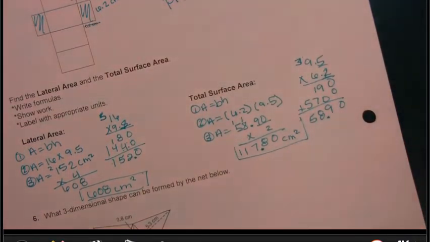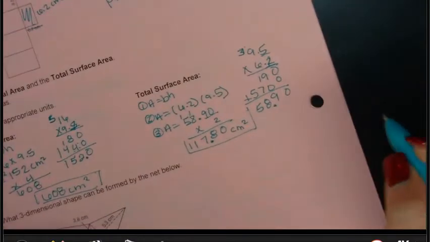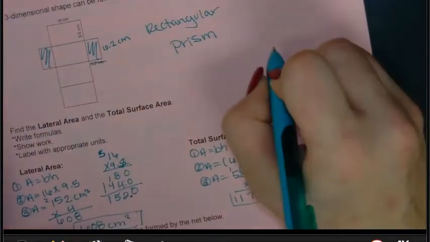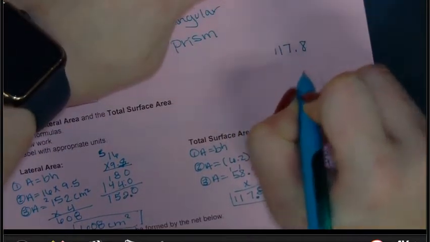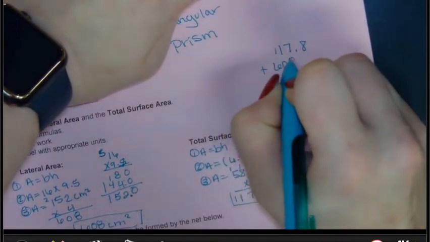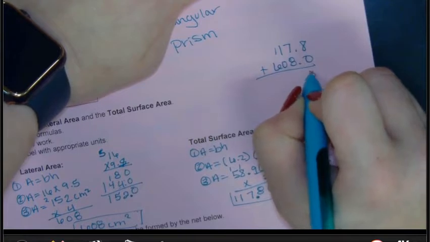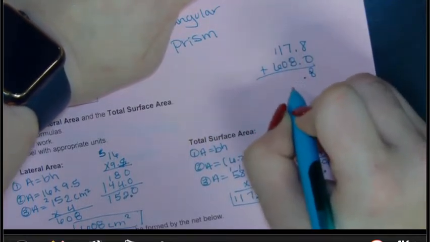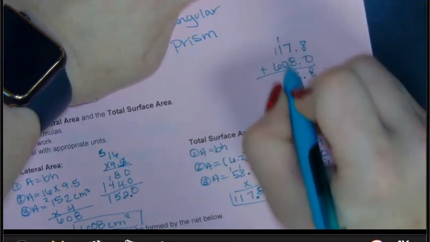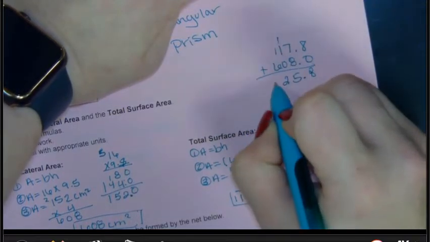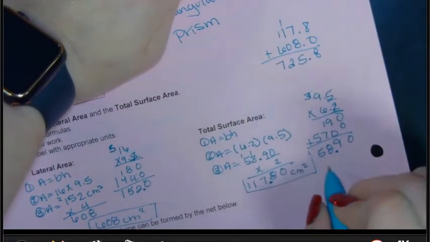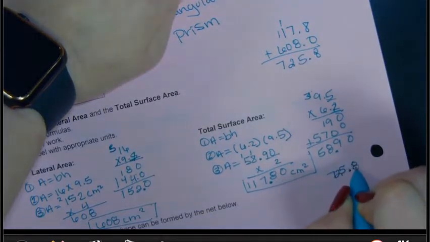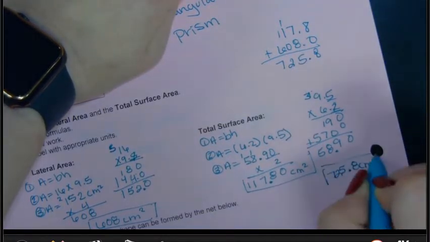No. My final answer needs to be adding these 2 numbers up together. So I'm actually going to go up here because I'm running out of room. So 117.8 plus 608.0. 8 and 0 is 8. Bring down the decimal. 8 and 7. Well, I know 8 and 8 is 16, so subtract 1 is 15. 1 and 1 is 2, and 6 and 1 is 7. So for total surface area, it's 725.8 centimeters squared.